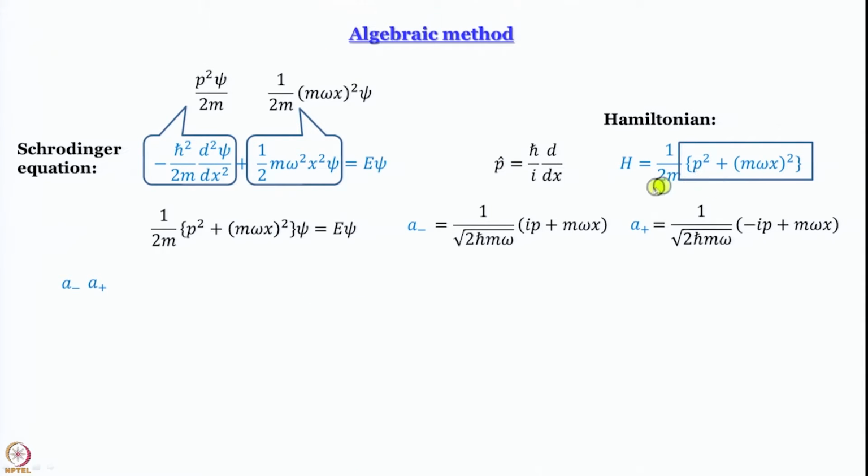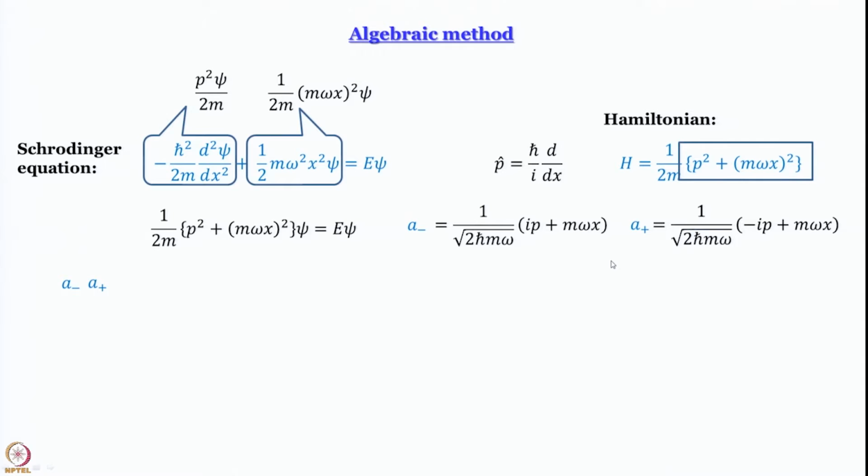And then we said that the Hamiltonian is 1 by 2m times p square plus the square of m omega x. What we are really trying to do now is write the Hamiltonian in terms of some new operators. We are trying to construct new operators which will make evaluation of the Hamiltonian very simple, and these are the ladder operators. That is where we are headed. And we have already defined the ladder operators. A minus is 1 by root over 2 h cross m omega multiplied by i p plus m omega x. This whole thing is the a minus operator.